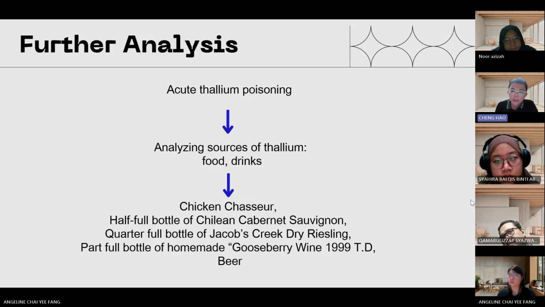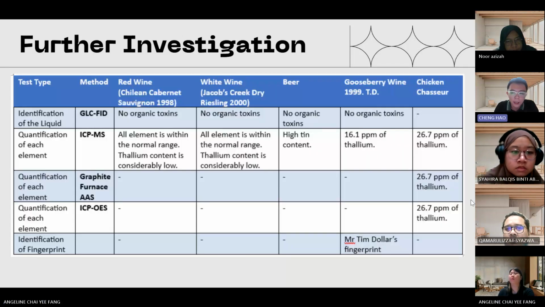There are some samples at the scene, including chicken chasseur, quarter full bottle of Chilean Carbonate as venue, quarter full bottle of Jacobus quick dry Riesling, part full bottle of homemade gooseberry wine, 1999 TD, and beer. Next, my partner will explain the result.